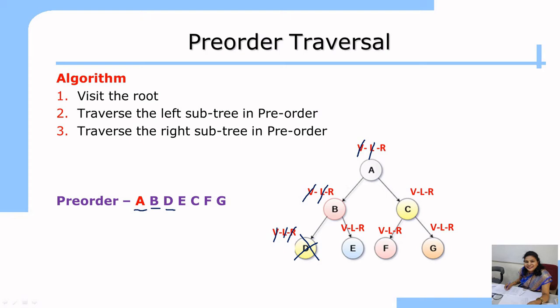So now you come to the B. V and L we have already performed. So remaining is what? R. So go to the right side. So you come at the right side. First is what? Visit the vertex. So you print E here. Next step is what? Go to the left side. There is nothing at the left side. There is nothing at the right side. After E you go to the B. After B you go to the A.